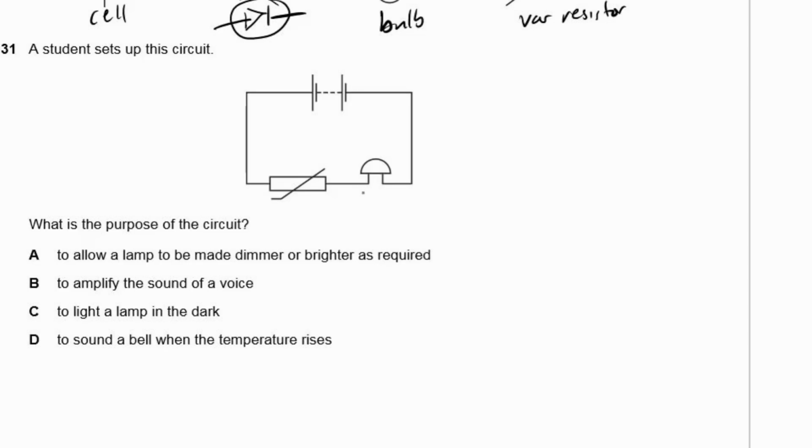31. A student sets up this circuit. What is the purpose of the circuit? Well, let's look at what it has. Thermistor. And here, that is a bell. So what are the possibilities?